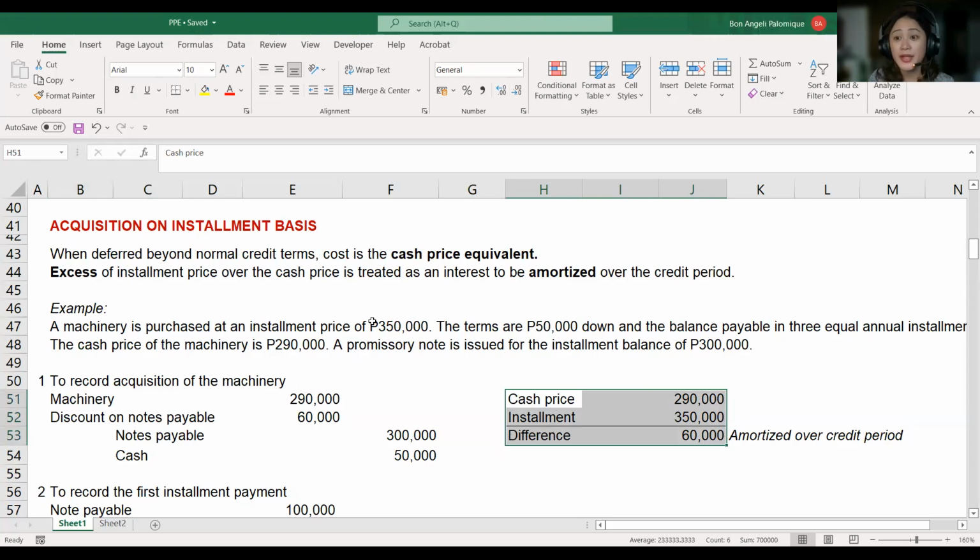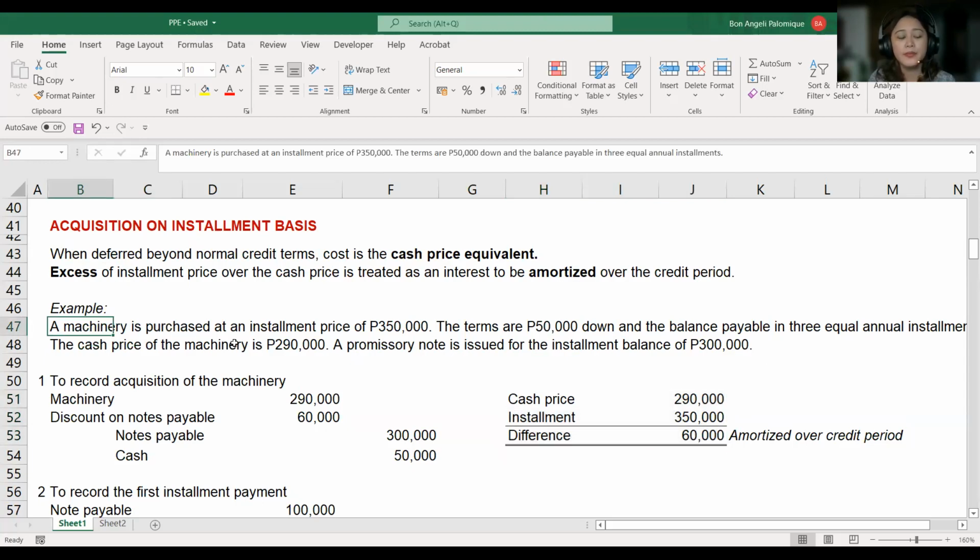So medyo pahirap na, no? Kasi pag installment, meron na siyang pwedeng i-amortize. So let's take this for example. May machinery na binili siya for 350,000 installment price niya. Ang mangyayari, 50,000, ida-down niya na, and yung 300,000 will be paid within 3 years, equal installment of tigo 100,000. Ang cash price nito, kung binili ko to ng agad on cash, 290,000 lang talaga to.